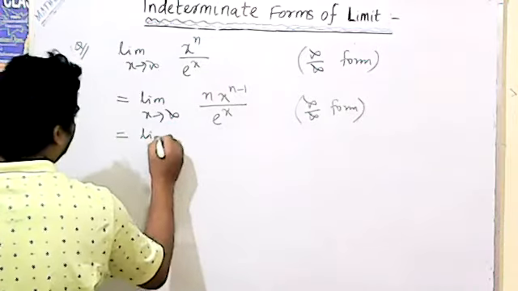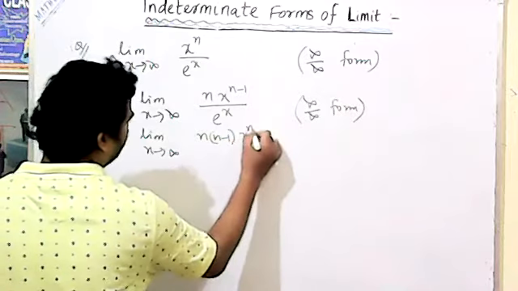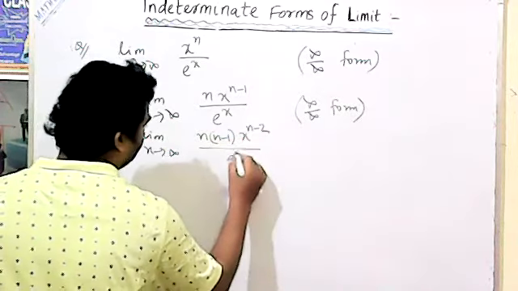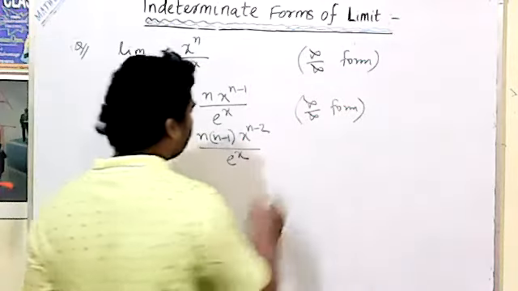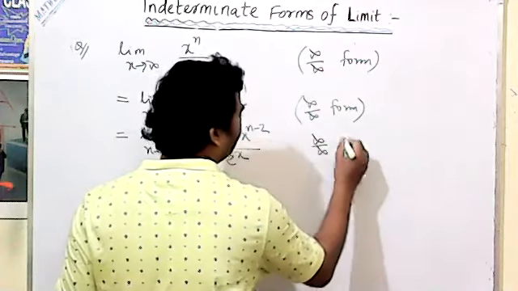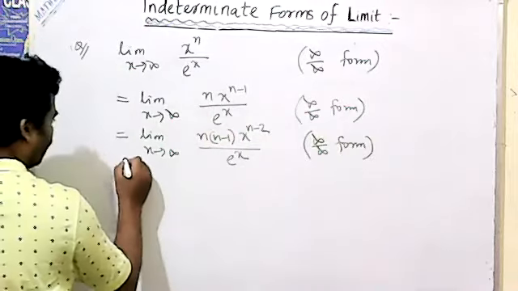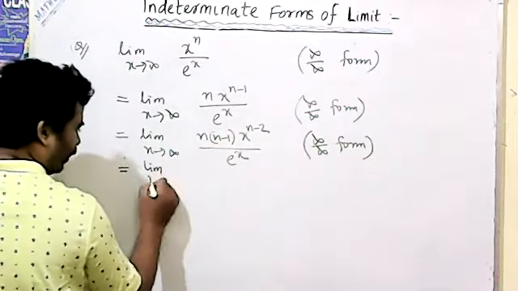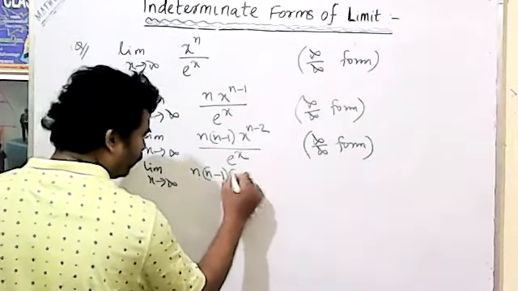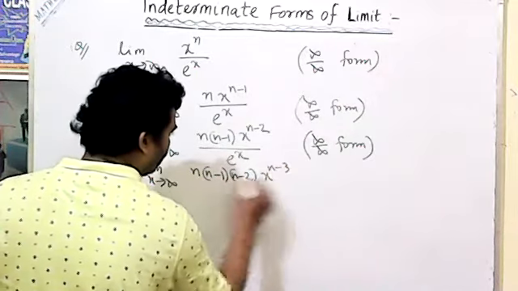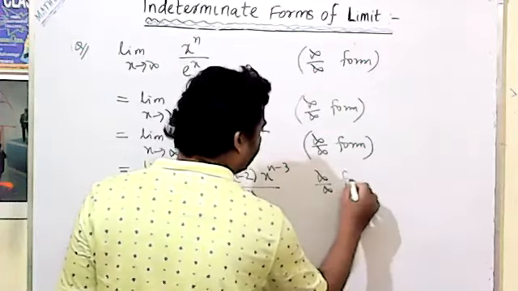Similarly, you can apply it again: n into n minus 1 into x to the power n minus 2 divided by e to the power x. That is also the infinity by infinity form again. So similarly, again we get n into n minus 1 into n minus 2 into x to the power n minus 3 divided by e to the power x, which is again the infinity by infinity form.